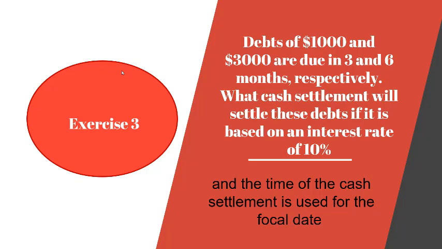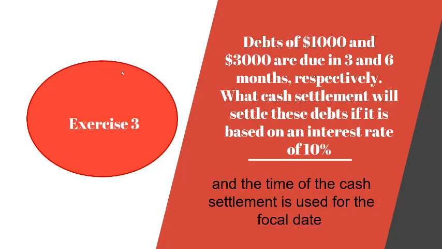In this exercise, we have 2 old obligations. We need to replace them with 1 new obligation. It is due now because we need to get the cash settlement that will replace these old obligations or these old debts with a rate of 10%, and the focal date is now. The focal date is at the time of the cash settlement.